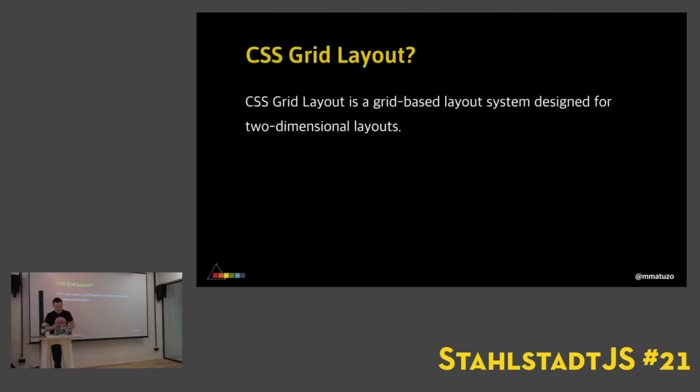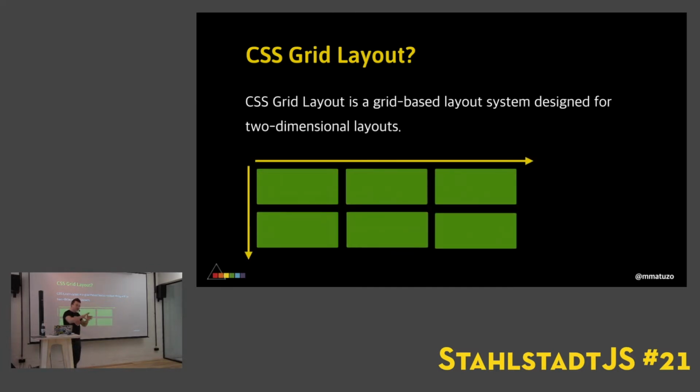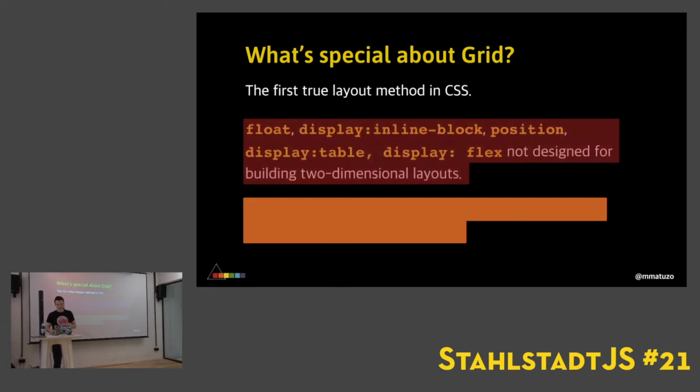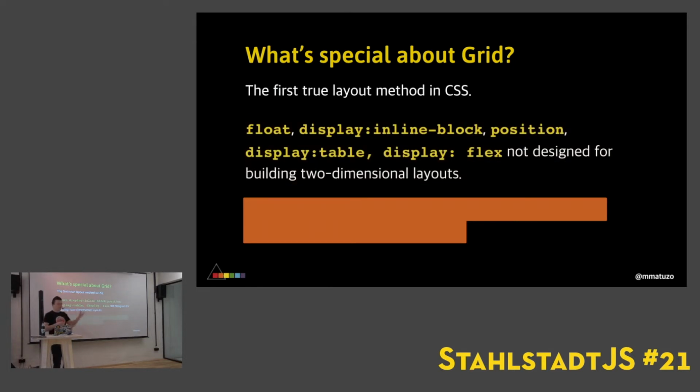So, CSS Grid Layout is a grid-based layout system designed for two-dimensional layouts. It's a perfect fit if you don't just work on one axis, but on both axes. So, if that's the case, then Grid is what you need. And the cool thing about Grid is it's the first true layout method in CSS. Before that, we didn't have anything for layout. Of course, we had or still have stuff like float and display inline block. If you're brave, you can build layouts using position or display table, and of course there's also flexbox, but all of those were not designed for building multi-dimensional layouts.